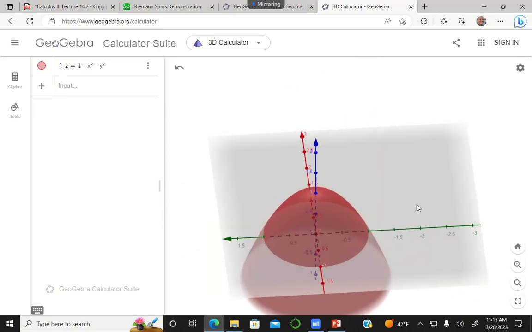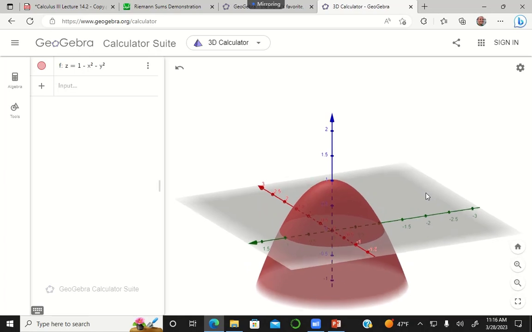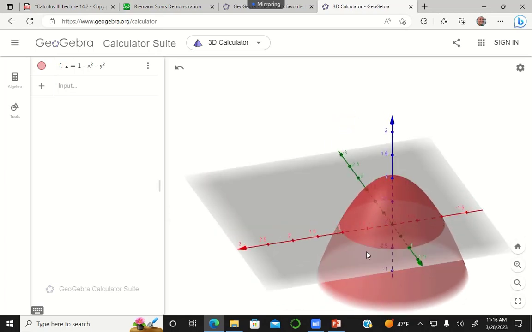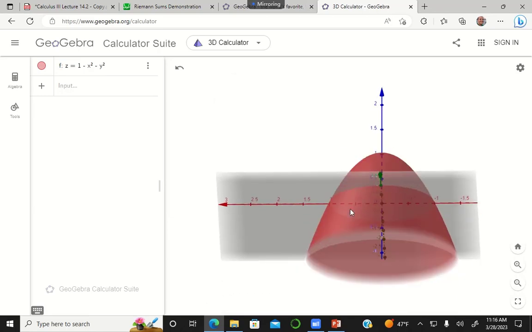And I can already tell that part of this paraboloid is going to be above the xy plane and part of it's going to be below the xy plane, right? Like, there's going to be a little sliver here that actually dips below the plane. Because if I plug in x equals 1 and y equals 1, this is 1 minus 1 minus 1, which is a negative value for my f function. Negative value for that z coordinate on the surface.